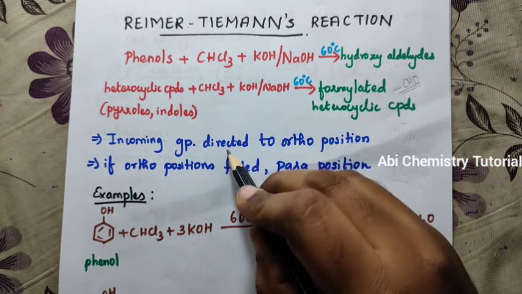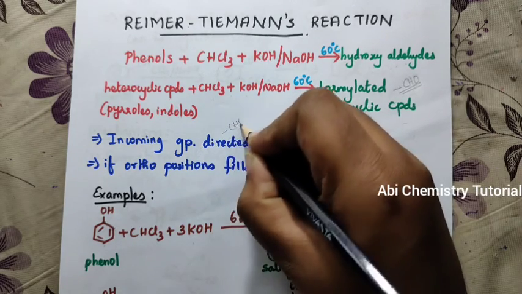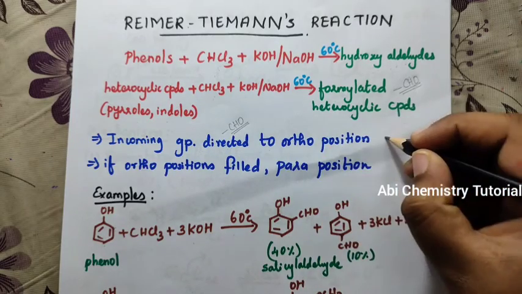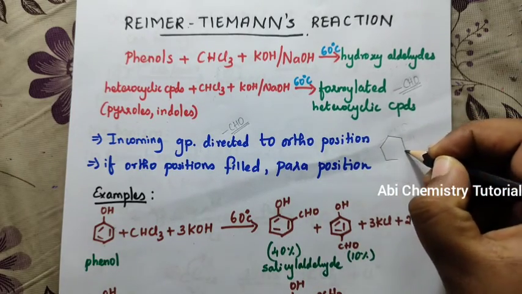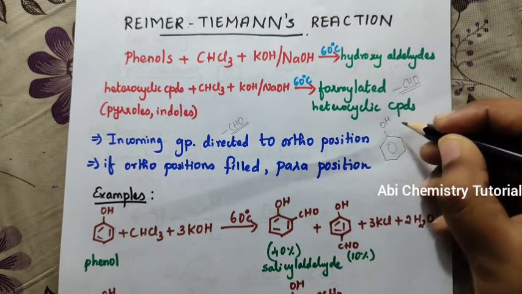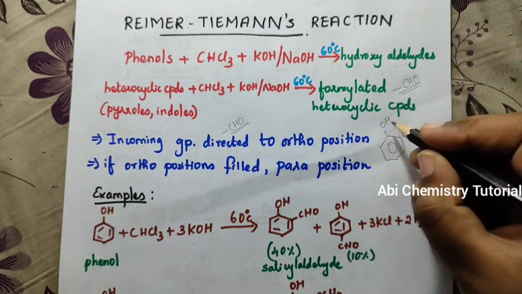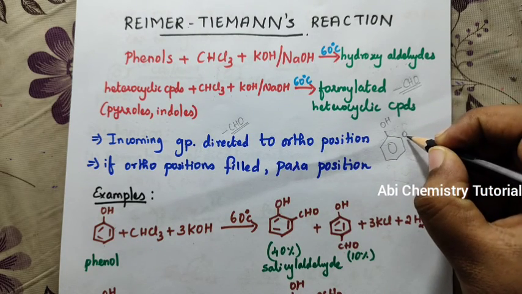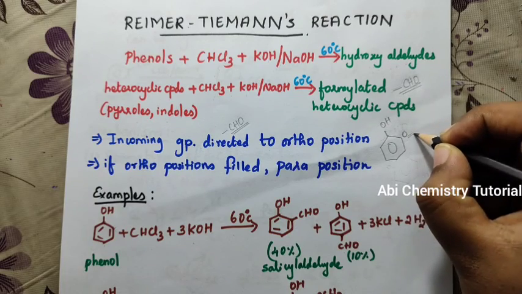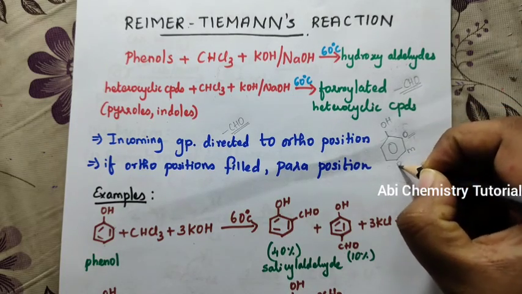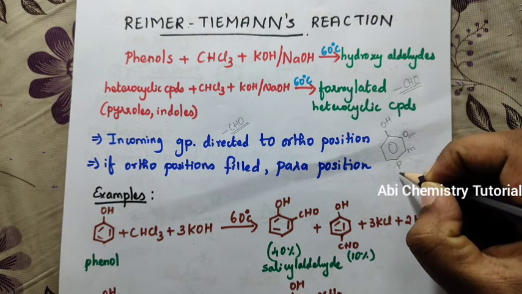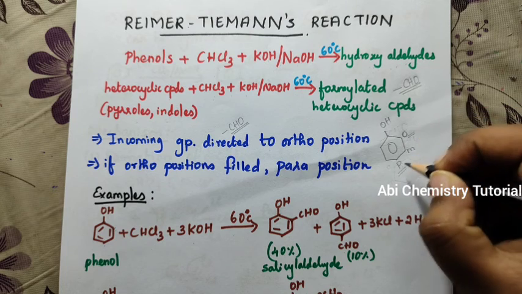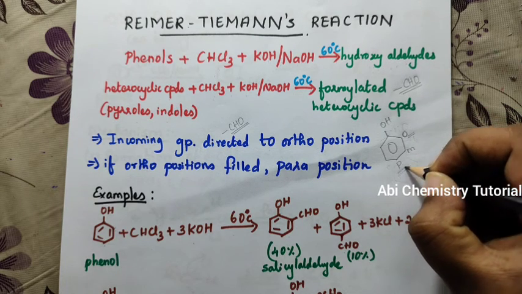So here the incoming group is CHO, that is the aldehyde group, and it is directed to the ortho position. So you know this is a phenol and this is the ortho position. So the incoming group CHO will be directed to the ortho position. If the ortho position is already occupied, then this is meta and this is para, so the incoming group attacks the para position.